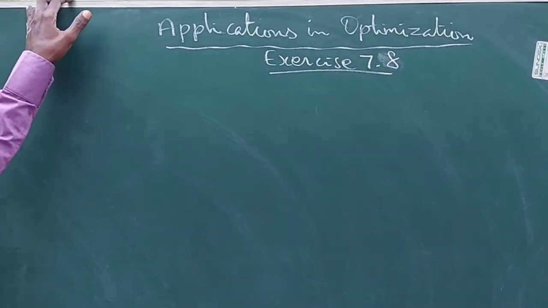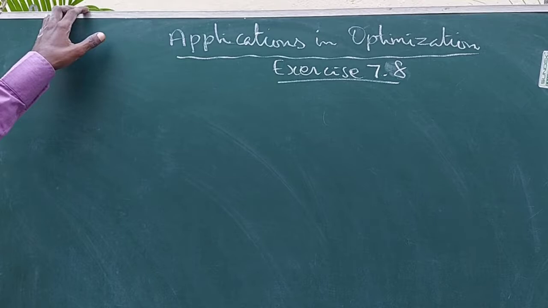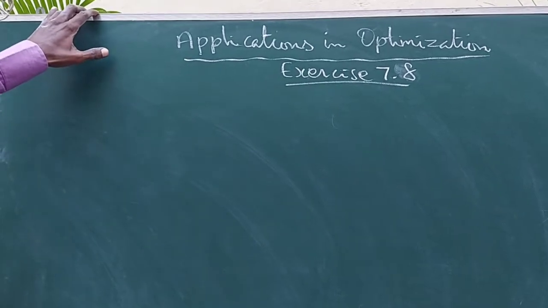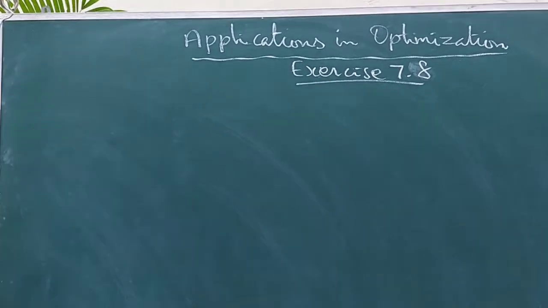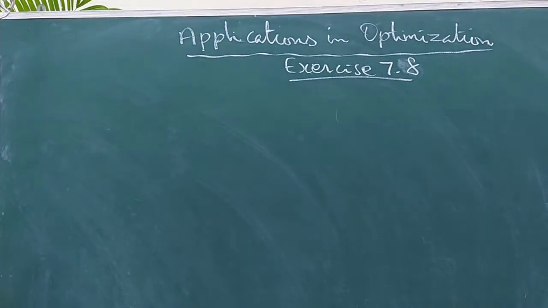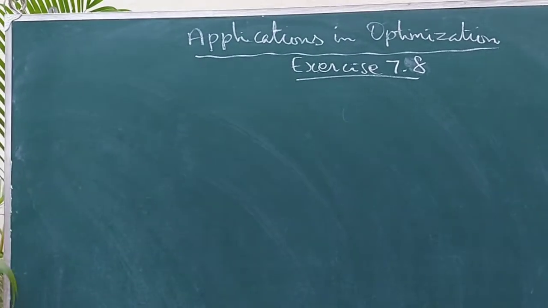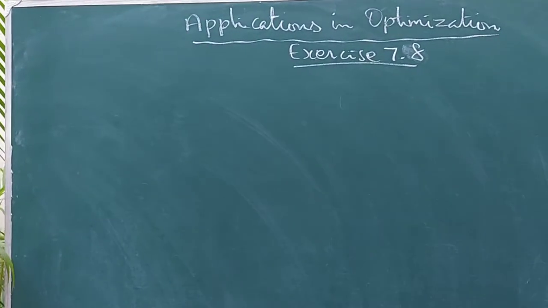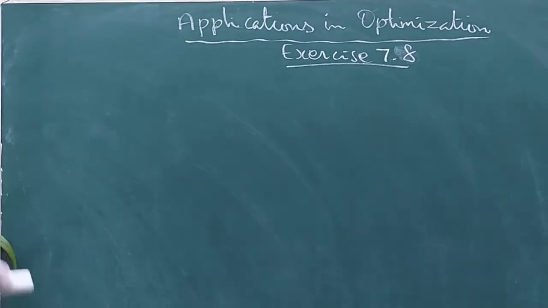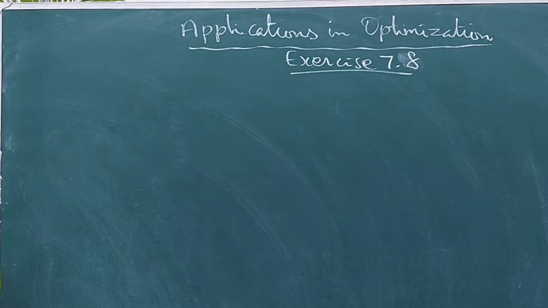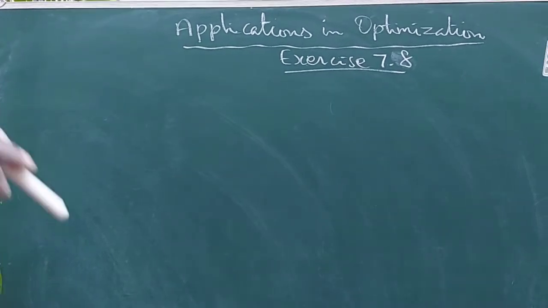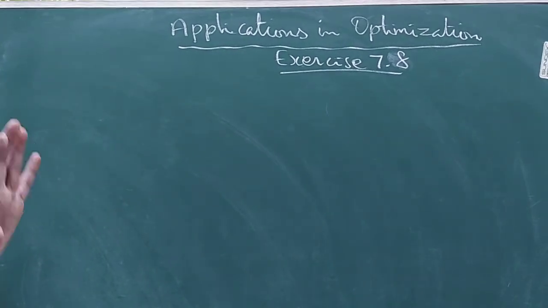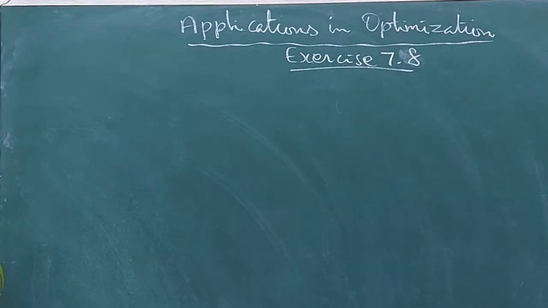So just recall the procedure. Find the first derivative, equate to 0, and we get the critical numbers. Put the critical number in the second derivative. Second derivative positive means that value gives the local minimum. Second derivative negative means that value gives the local maximum. So that is the concept we are going to apply.